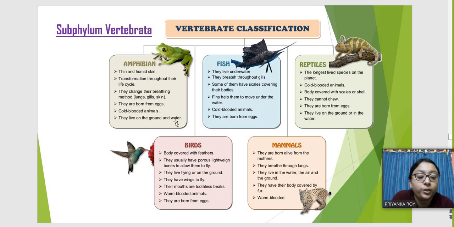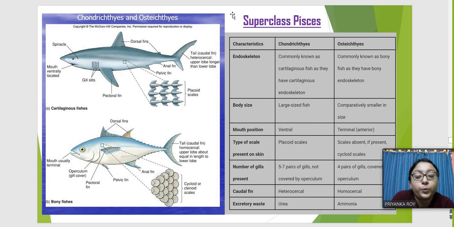from this we can move into the classification of superclass Pisces, which is Chondrichthyes and Osteichthyes. Chondrichthyes means that their skeleton is made up of cartilage, like sharks, and Osteichthyes means that they are bony fishes and their skeleton is made up of bones. The body sizes, obviously, sharks are quite larger than the normal fishes, and the mouth position of the sharks is ventral, whereas in bony fishes it is terminal, like at the end point the mouth is there, but for the sharks it is on the ventral surface.